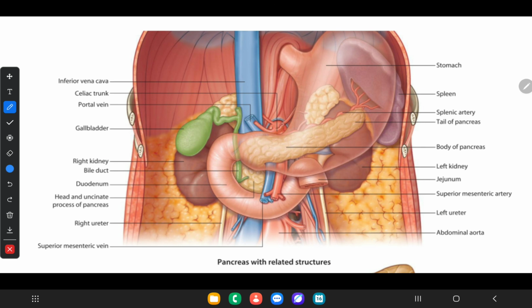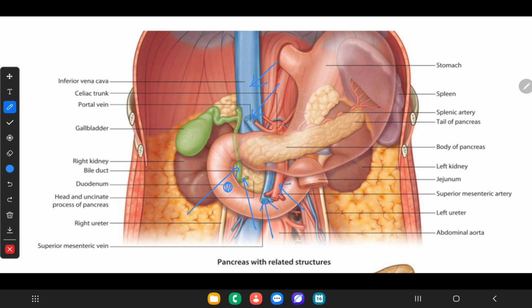Next one is posterior relations of the head of the pancreas. So it is related to the common bile duct posteriorly. Here you can see the common bile duct. This is the common bile duct and this is the pancreatic duct. Together it opens into the ampulla of Vater here, and you can see here is the portal vein, and here the superior mesenteric vein and superior mesenteric artery. This is the inferior vena cava.